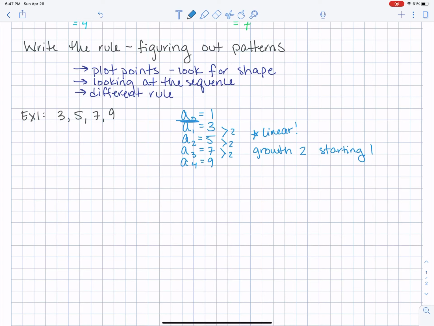Going back to Algebra 1, we know that my rule for this one is going to be a sub n is equal to 2n plus 1. This is simply a linear pattern, but we wrote it in this sequence notation with a sub n. Let's go ahead and try another one.